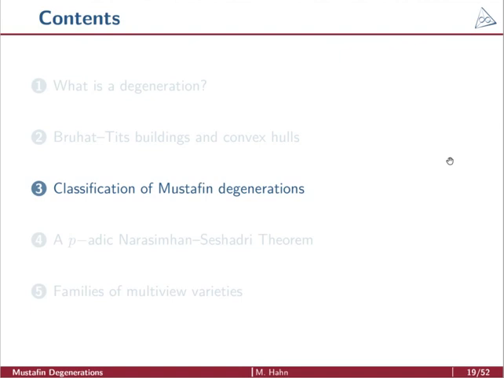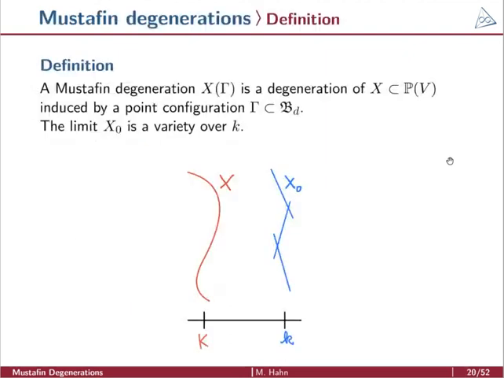So I will give you one definition in spirit and one motivation, and then I hope you're sufficiently motivated to read up on the formal definition after the talk. But this should really illustrate what these Mustafin degenerations actually do. While with the formal definition, it's not super clear what they actually do. Okay, so what is a Mustafin degeneration?